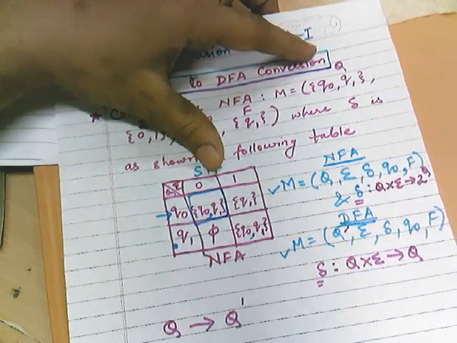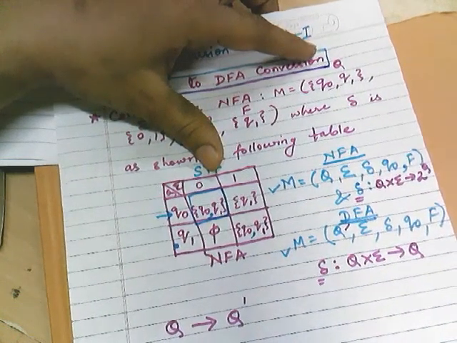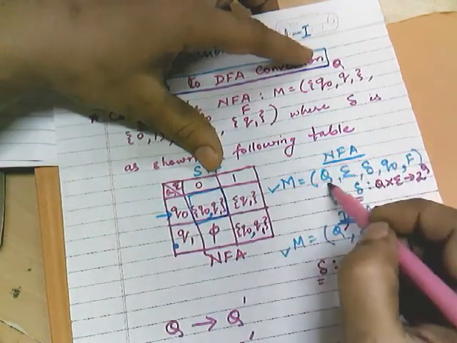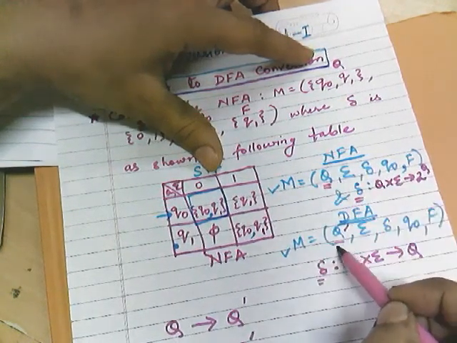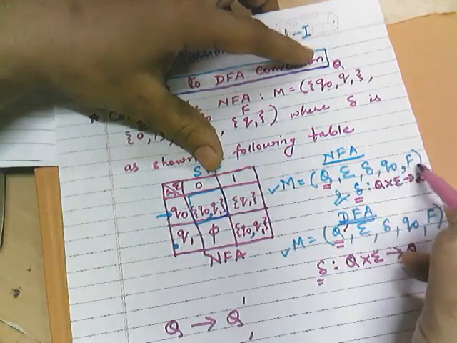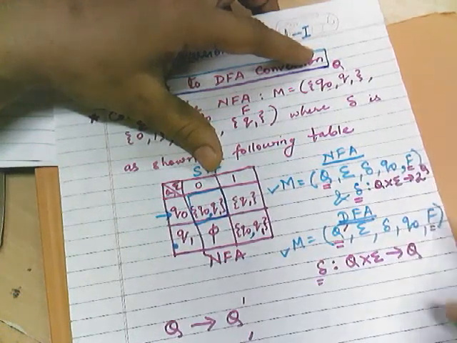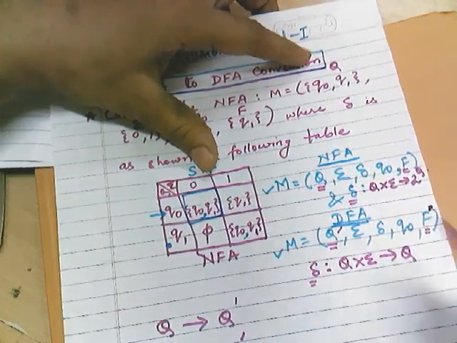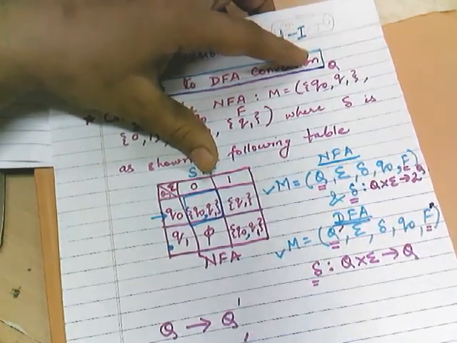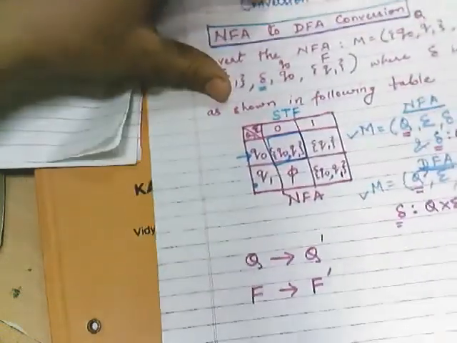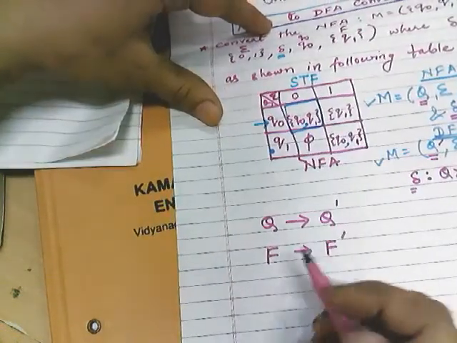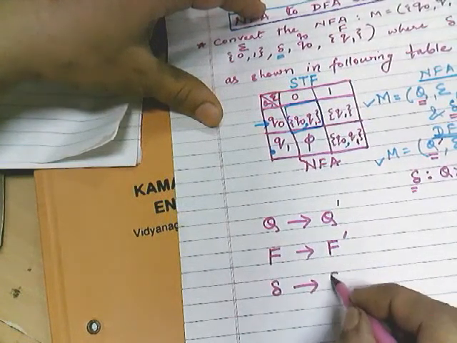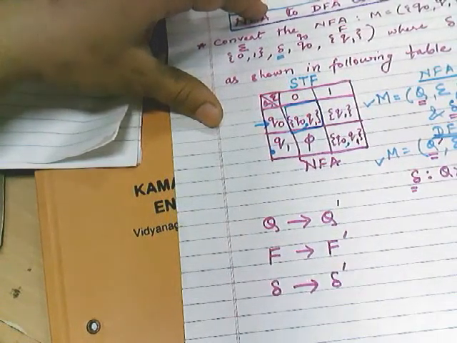Now what about F? F will also change. So we need to convert the given Q. This is a Q. We need to change it to Q dash. Given is F. We need to change it to F dash. We need to find out the equivalent F dash for this. Then the third change will be the delta function. So the delta function will be changing to the delta dash function.